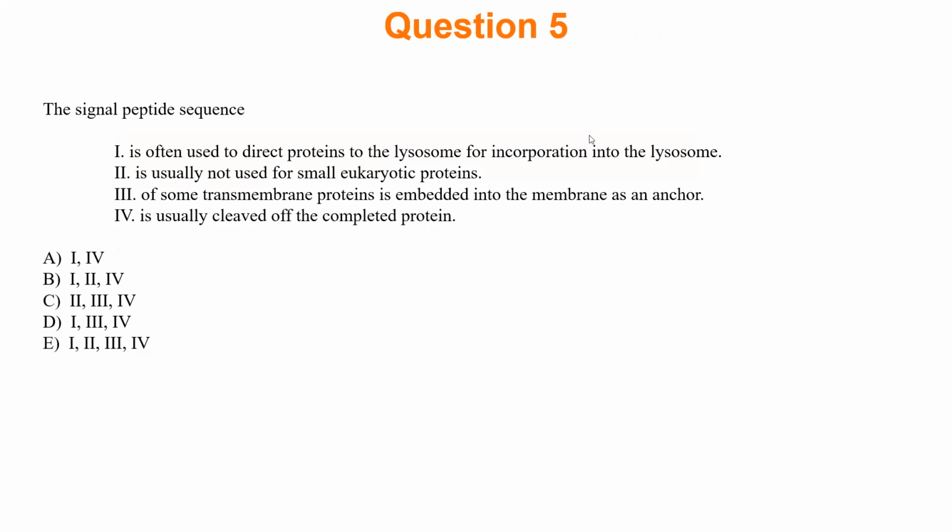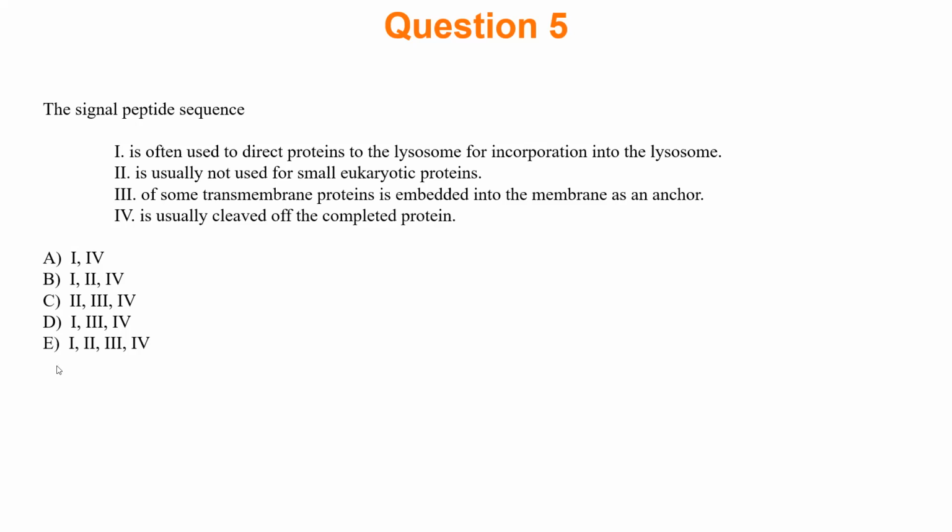So here I have the poll again, and I was too lazy to write everything on there because it's hard to make a poll like this. But the signal peptide sequence, and you have 4 options. 1: It's often used to direct proteins to the lysosome for incorporation into the lysosome. 2: It's usually not used for small eukaryotic proteins. 3: The signal peptide sequence of some transmembrane proteins is embedded into the membrane as an anchor. 4: It is usually cleaved off of the completed protein. So tell me, of those 4 sentences, which ones are right?